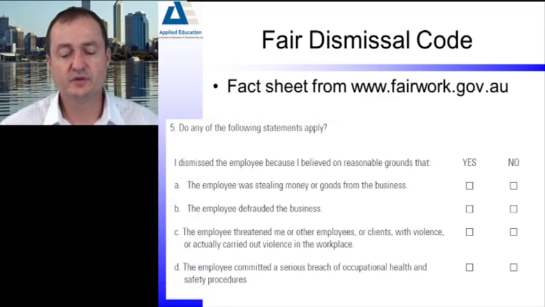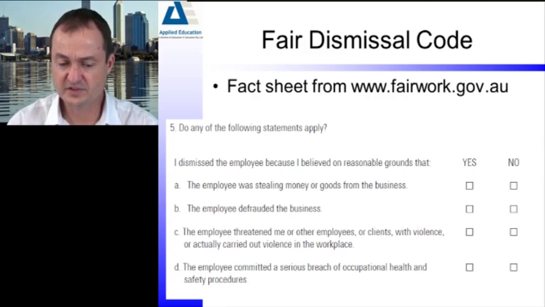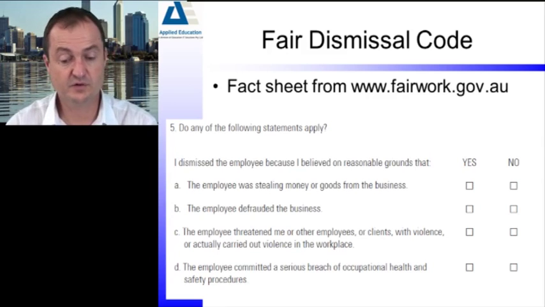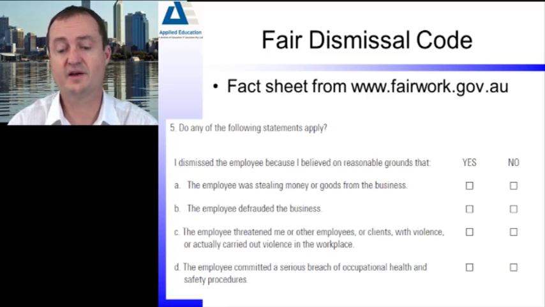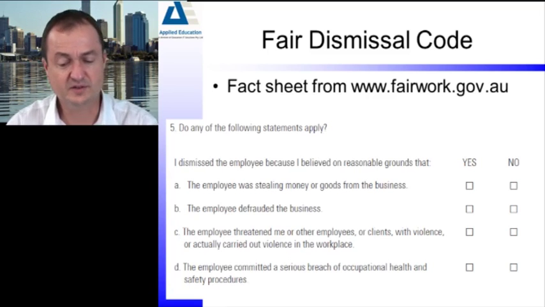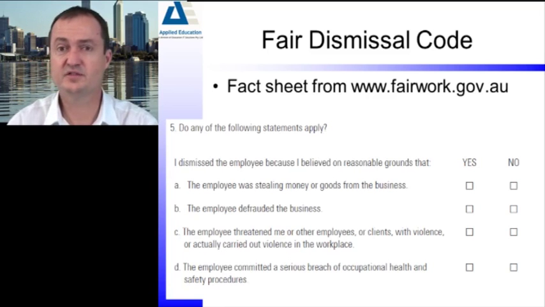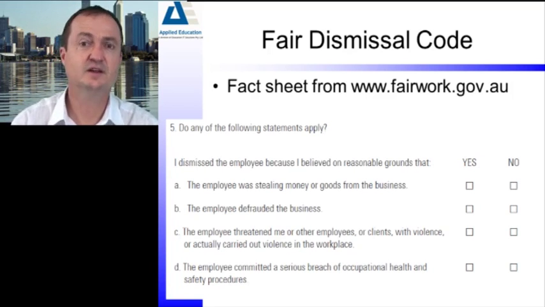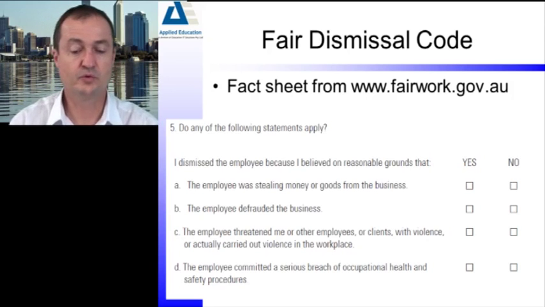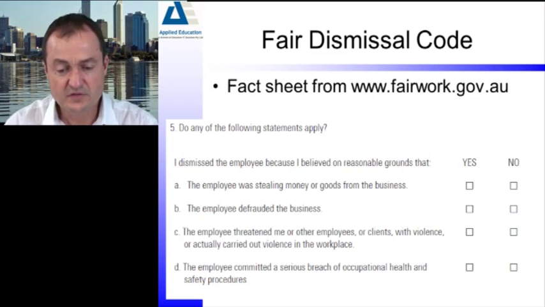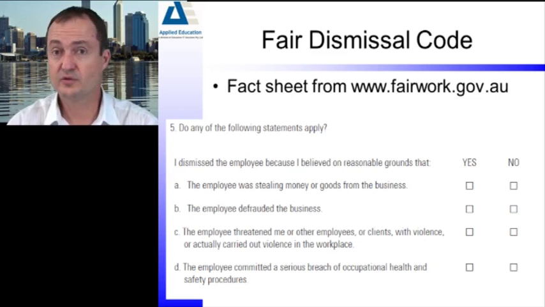The next question applies to what's referred to as summary dismissal. So you dismiss them on the grounds that the employee was stealing money or goods from the business, the employee defrauded the business, the employee threatened yourself or other employees with violence or actually carried out the violence, or any serious breaches of occupational health and safety. For example, they failed a drug test or they arrived at work under the influence of alcohol or drugs. That would be a serious breach of OHS. So if it is a serious breach, well then obviously that's grounds for immediate dismissal.